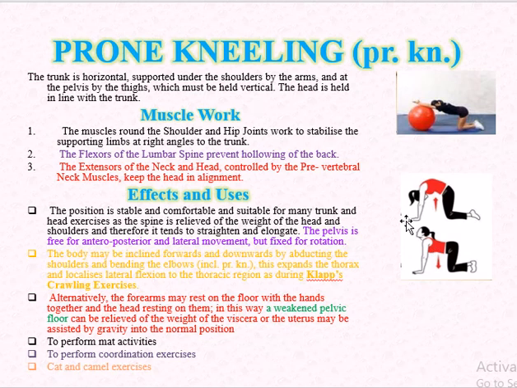Prone kneeling. The trunk is horizontal, supported on the shoulders by the arms and at the pelvis by the thighs, which may be held vertical. The head is held high and in line with the trunk. Muscle work. The muscles around the shoulder and hip joint work to stabilize the supporting limb at a right angle to the trunk. The flexors of the lumbar spine prevent hollowing of the back. Extensors of the neck and head, controlled by the prevertebral neck muscles, keep the head in alignment.